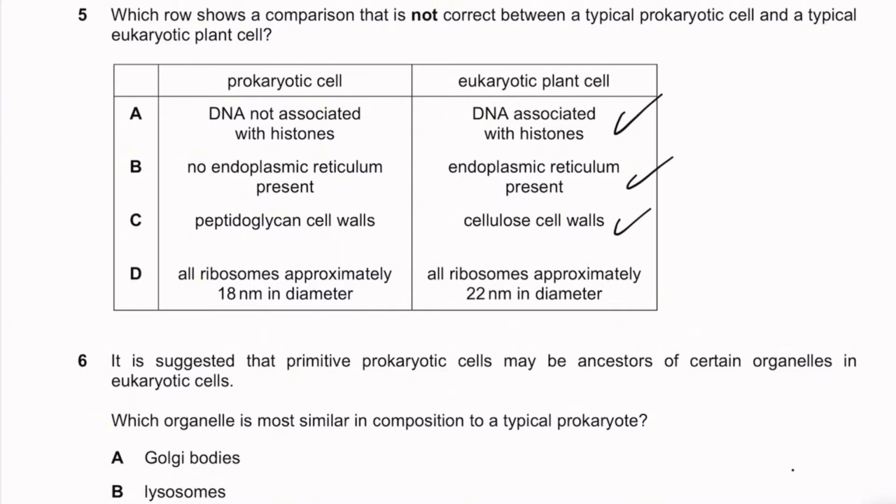Lastly, all ribosomes are approximately 80 nanometers. This is a wrong comparison. The reason for this is because plant cells do have both 70S and 80S ribosomes. What that means is they have both ribosomes of 80 nanometers and 22 nanometers. So I would say this is wrong because, again, there are 70S ribosomes in plant cells, such as in the chloroplast. So I would say D is my answer.